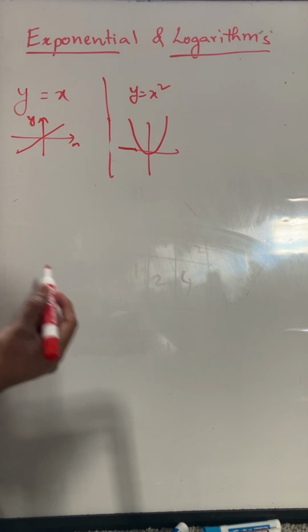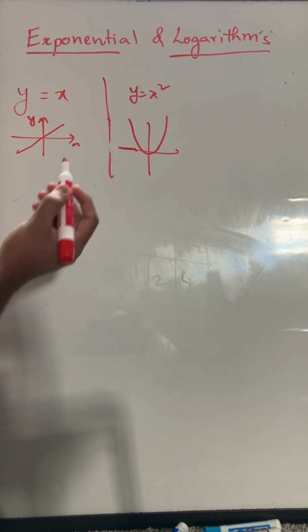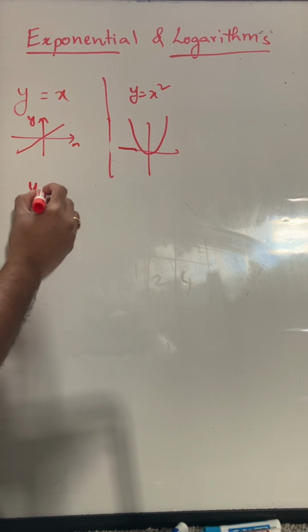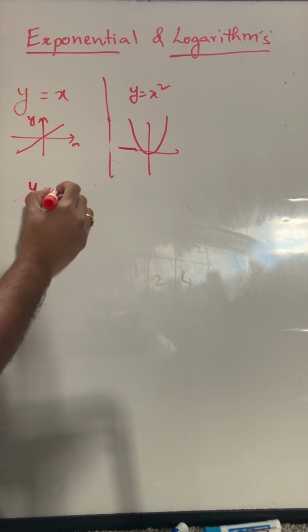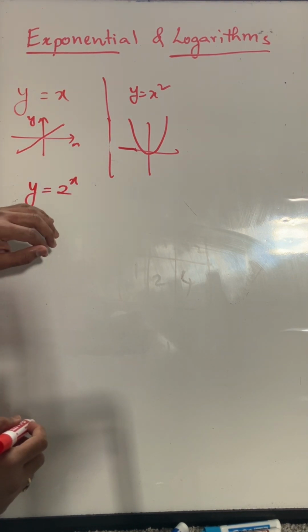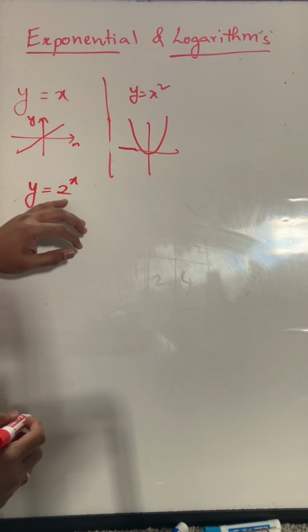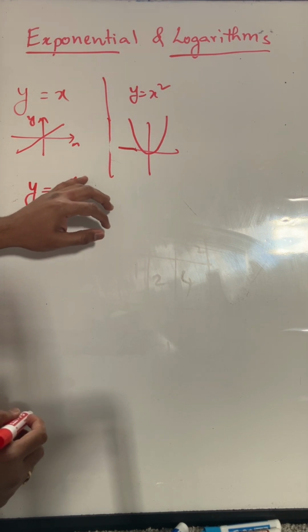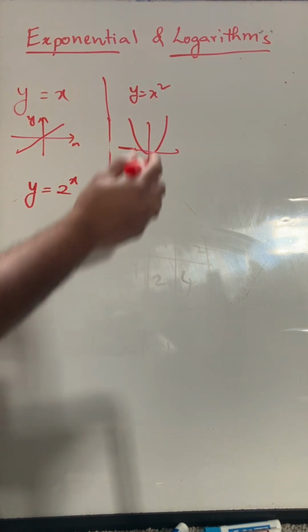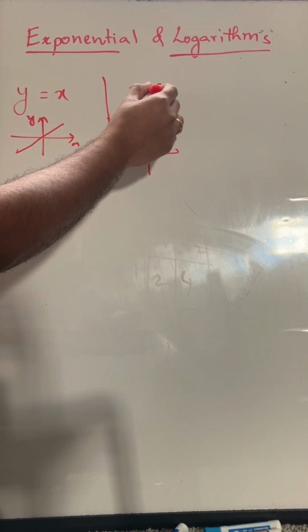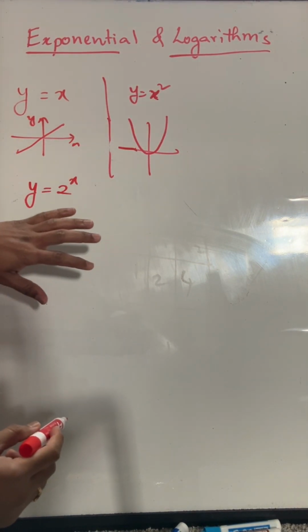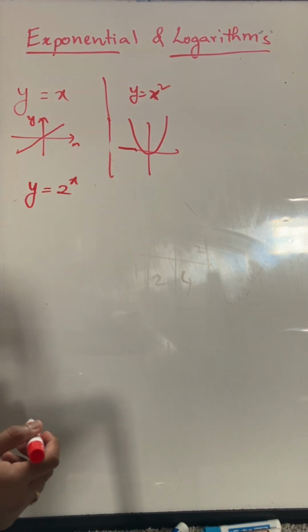Hi everyone. Now we will plot one more graph. So how it looks like. This is y equal to 2 power x. Just observe one thing: x is not at the base position. It is at the power position. Here x is at the base and 2 at the top. Don't get confused. It is 2 power x.